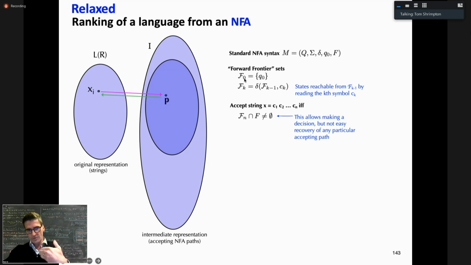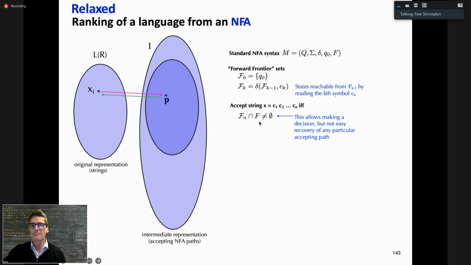And then for indices k greater than zero, you keep a set, calligraphic F sub one, which is going to be all of the states that are reachable from the start state by consuming the first symbol. So you keep this set of possible places you could go by reading the first symbol. And then F sub two is going to be all of the states that could be reached starting from any of those states, reading the second symbol, and so on. This is your frontier.